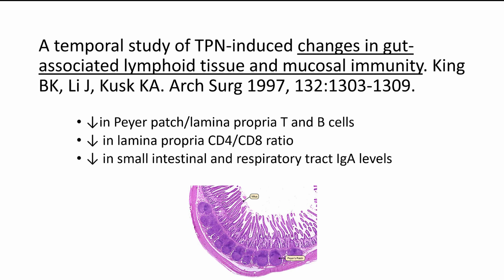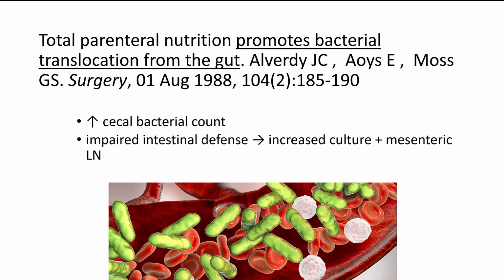What happens when the gut isn't being used, for instance, when TPN is administered? This leads to changes in gut-associated lymphoid tissue, which decreases mucosal immunity and ultimately decreases IgA levels in the small intestinal and respiratory tracts. It also promotes bacterial translocation from the gut, which is demonstrated by an increased fecal bacterial count and an increase in culture-positive mesenteric lymph nodes.